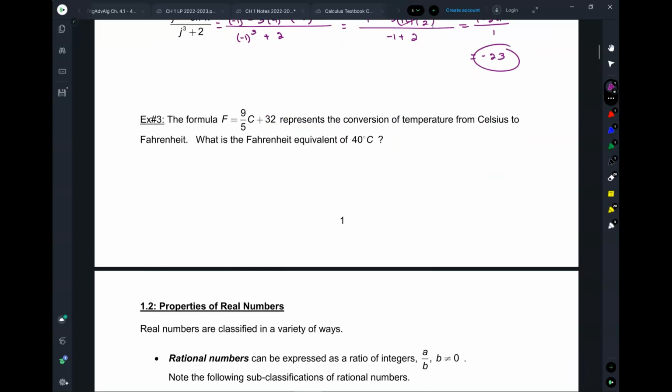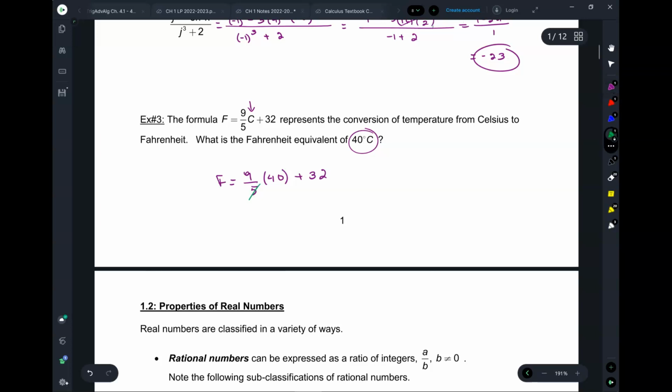Okay, so here we go. What is the Fahrenheit equivalent of 40 degrees Celsius, right? So if it's 40 degrees Celsius, that's that one, and we're solving for Fahrenheit. So Fahrenheit is 9/5 times 40 plus 32. Again, no calculator for this, because the 5 and the 40 will reduce to 8. So we get 72 plus 32 is 104 degrees Fahrenheit.